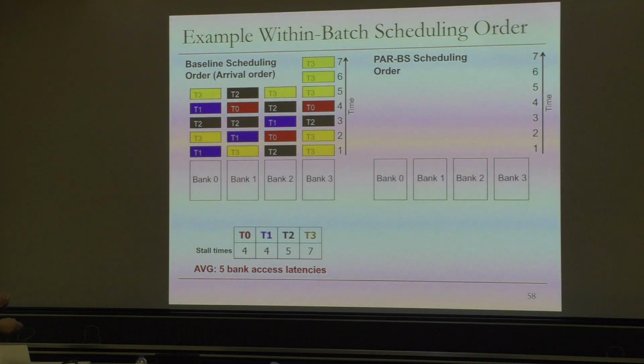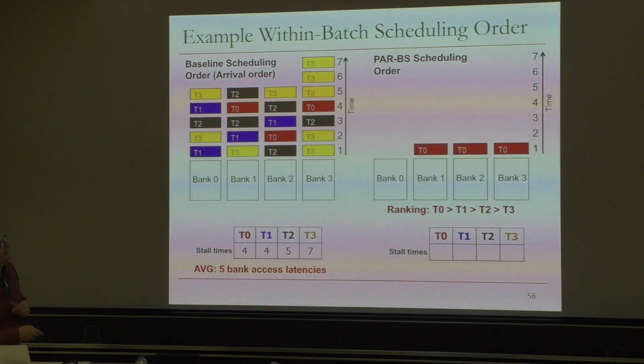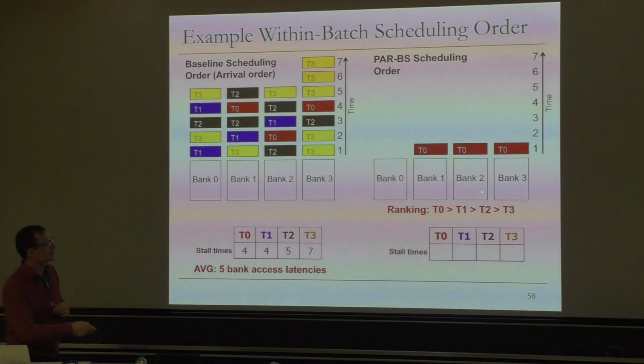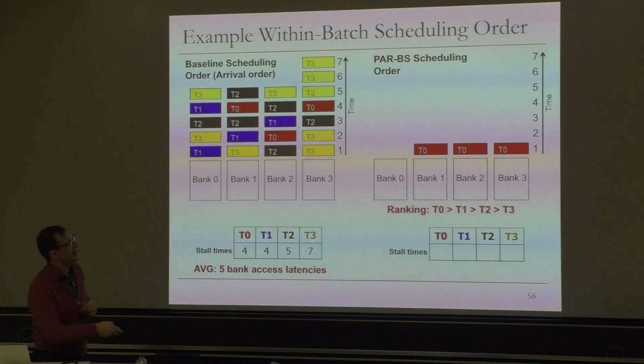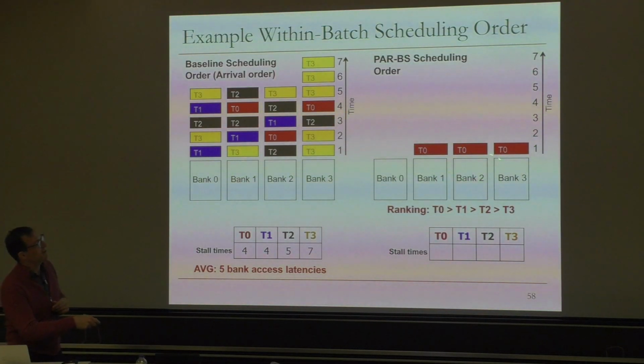Now, parallelism-aware batch scheduling order will do better, because we rank the threads, right? So we rank thread 0 over thread 1, thread 2 over thread 3. We're not going to follow this order. Now we're going to take thread 0's requests first and prioritize them. Now if you do that, this is what you get. Thread 0's requests are serviced in parallel across all 3 banks. The latest request of thread 0 is serviced at time 1. So it stalls for 1 time unit.